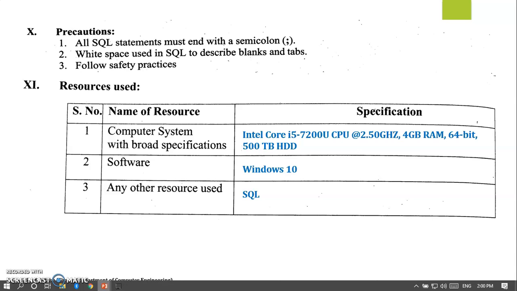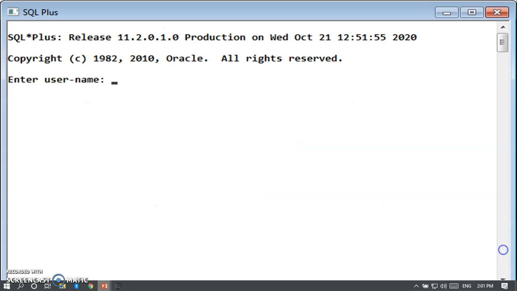Now these are the actual resources that we have used. The configuration of the system: Windows 10, and the software is SQL. Now this is the first screen you get when you open your SQL. Here it will be asking for the username. By default we will be using the username Scott. Once you type Scott and press enter, you will be required to enter a password. Here the password is Tiger.